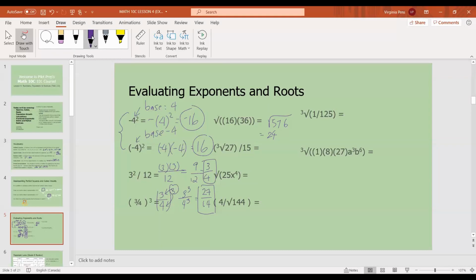All right. Over here we have the cube root of 27 divided by 5. So the cube root of 27, let me write it out this way. The 3 goes just like it floats over the top left of the cube root, called the index. We'll talk about that later. Cube root of 27 over 15.